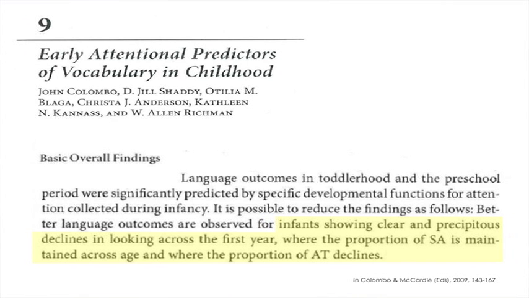Basically, what we found was that as babies got older, the amount of time they spent looking dropped, and the amount of time that they spent in sustained attention, attention termination, and orienting varied across time. But to get to the most succinct way to say it, babies who show a clear and precipitous drop in looking time across the first year, and who maintain a proportion of sustained attention well during the first year, tend to be associated with the best outcomes.